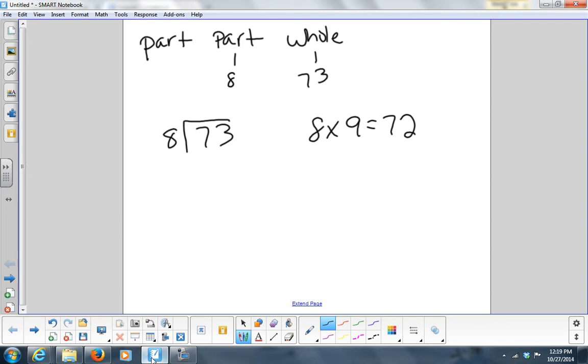Can I get any closer to 73? No, because if I go 8 times 10, it's 80. If I drop down to 8 times 7, it's 56, right? All right, so 8 times 9 is 72. So I'm going to put 9 up here.